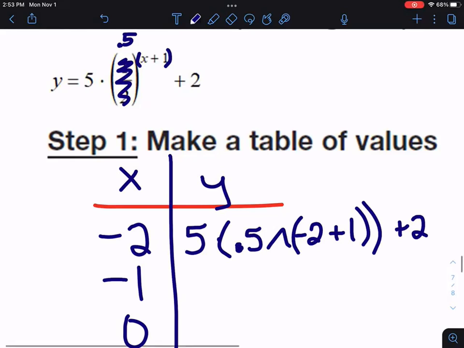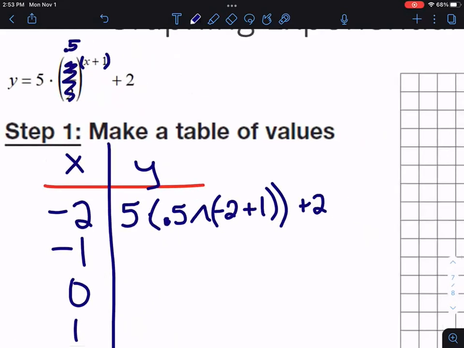So when I type in -2, all that information to get the -2, I end up with an answer of 12. So the ordered pair is -2, 12. So if you got -2, 12, go ahead and type all of the other numbers in for your X values to get your final answer.